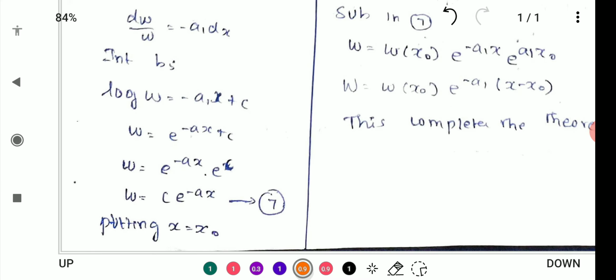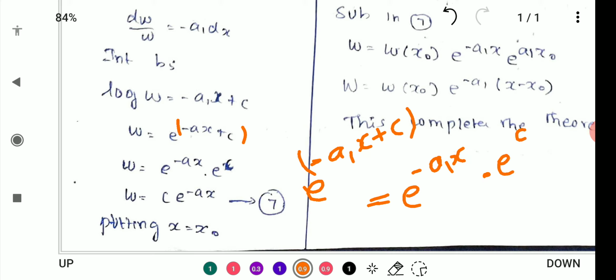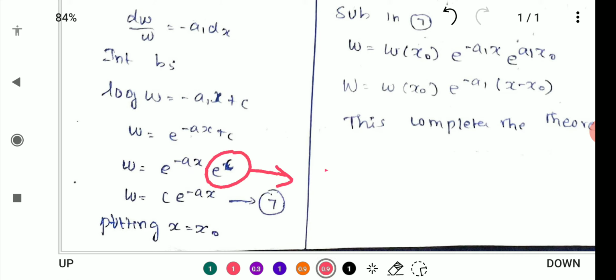After that, in the exponential, I am going to write c as an individual term. So I am going to write e power minus a1x plus c as e power minus a1x into e power c. Can you understand? When the exponential power has a plus term, we can write it as individual terms by a multiplication symbol. That is what I have done in the next step. After that, e power c is just a constant, I am substituting it as c. So w is equal to c e power minus a1x.